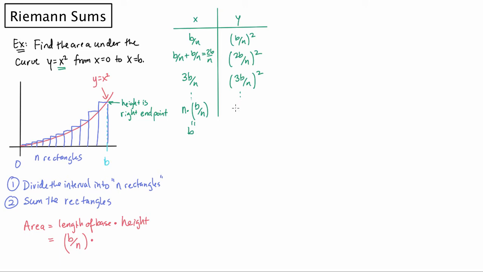Well, it's just nb over n squared, or just b squared. So this gives me a pretty good idea of what this looks like. If I try to put it all into a sum, then you would say that the sum of the rectangles in this picture can be described as follows. It's b over n times b over n squared for the first one.